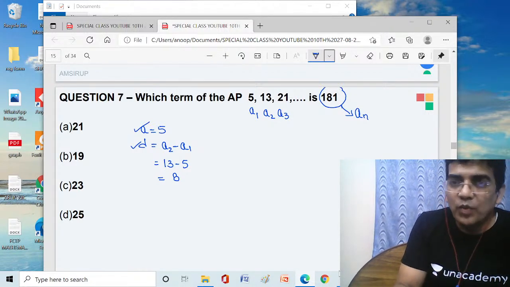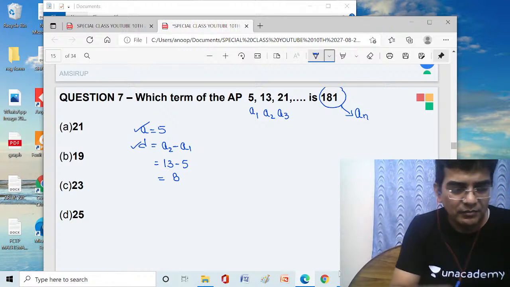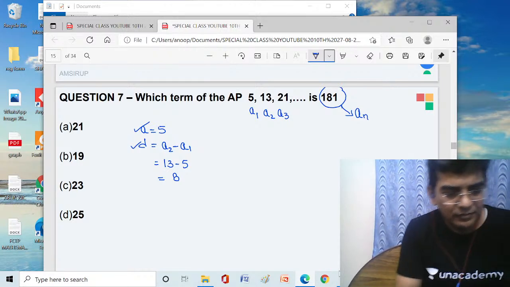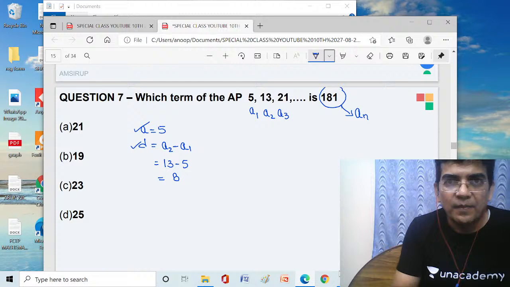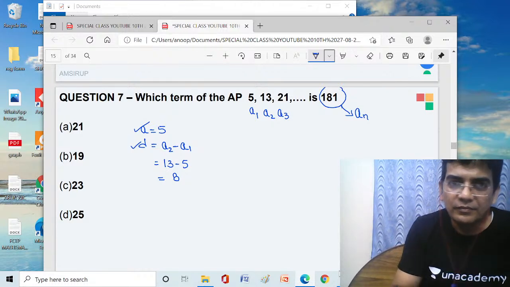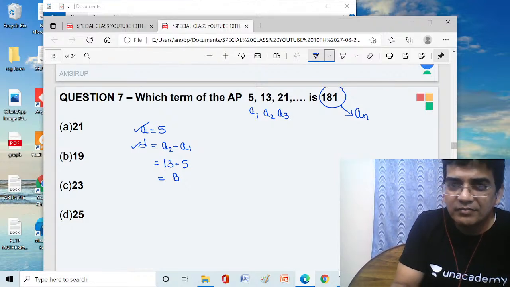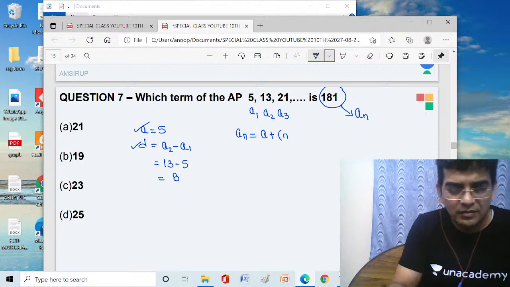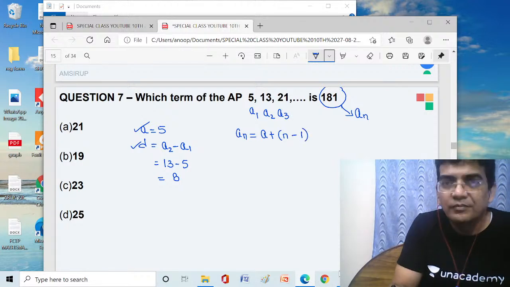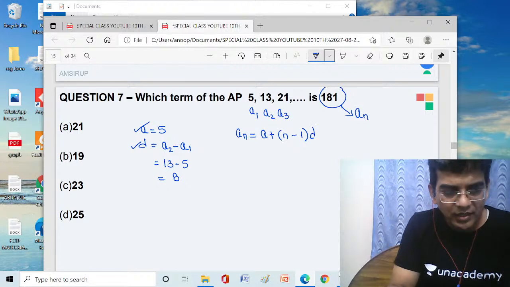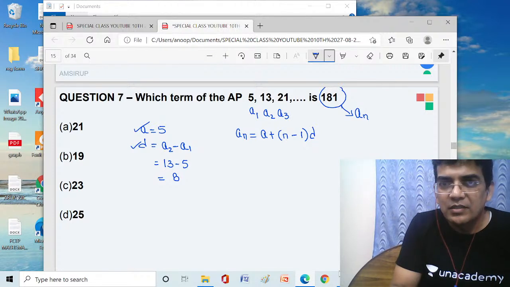Now I have considered 181 as the nth term. Okay, if this is the nth term, then I should write the formula for the nth term. Formula for nth term is A plus n minus 1 into D. This is the formula for the nth term. A plus n minus 1 into D.